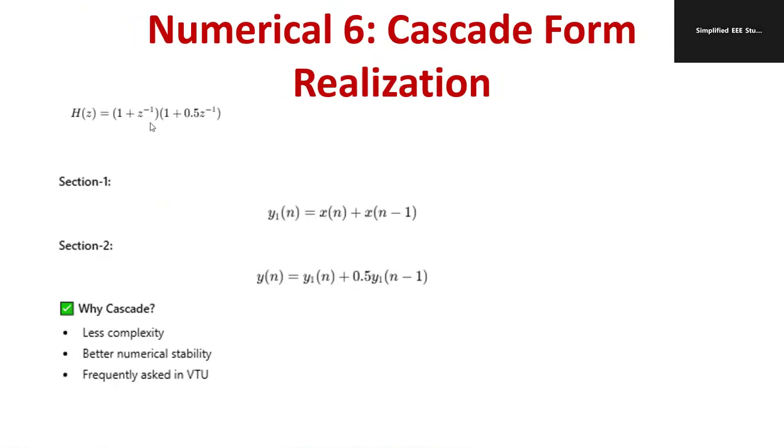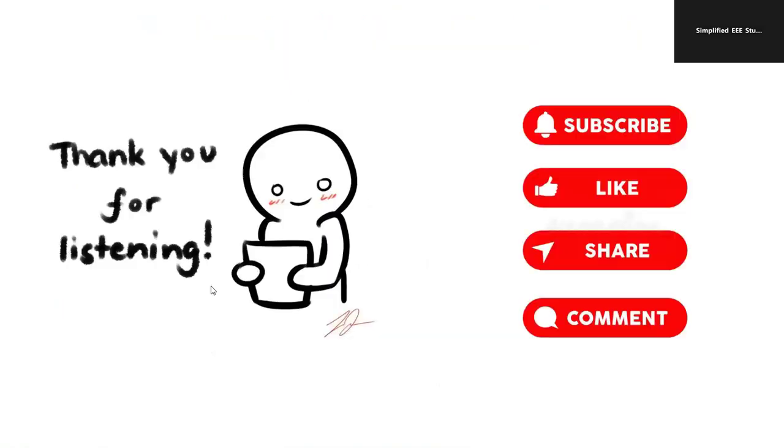Then H of z equal to (1 plus z to the power minus 1) into (1 plus 0.5 z to the power minus 1). So the first section is y1 of n, which is nothing but x of n plus x of n minus 1. This is the cascade form realization problem, depending on the present input and the previous input. So y of n is equal to y1 of n plus 0.5 into y1 of n minus 1. Why is cascade required? Because it is less complex, with better numerical stability. Apart from that, it is a most frequently asked question.